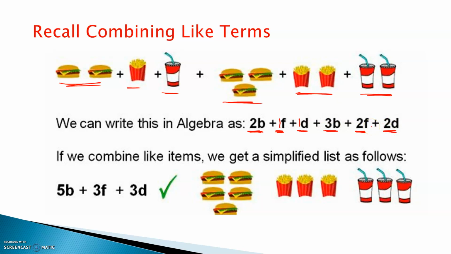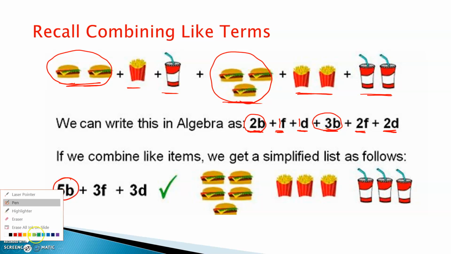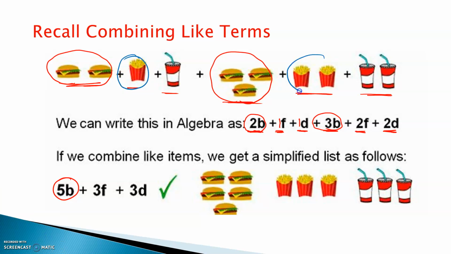Now, which ones are the like terms? Well, obviously here we have hamburgers and hamburgers. Those are alike. So I know that I have 2 burgers and 3 burgers, which gives me a total of 5 burgers. And again, we go through and combine our like terms. I have 1 fry there and 2 fries there, so 1 fry and 2 fries will give me a total of 3 fries. And it works the same with your drinks. So that's what we mean by combining like terms.